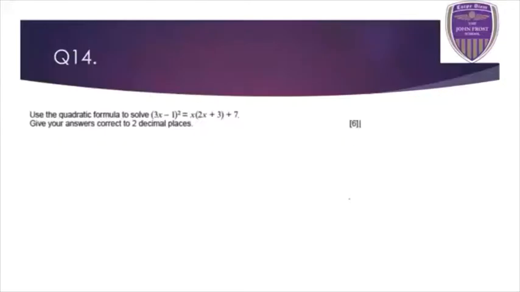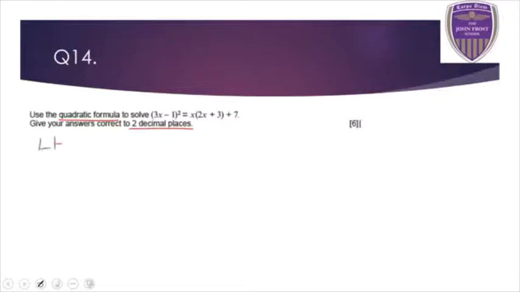Okay, so for question 14, use the quadratic formula to solve (3x minus 1) all squared equal to x(2x plus 3) plus 7. Now then, just the fact that it says 2 decimal places implies that you've got to use the formula. But the other thing you've got to realise, to use the formula, it's got to be of the type your x squared, your x terms, and then your constant. And at the moment, it doesn't look like that, okay?